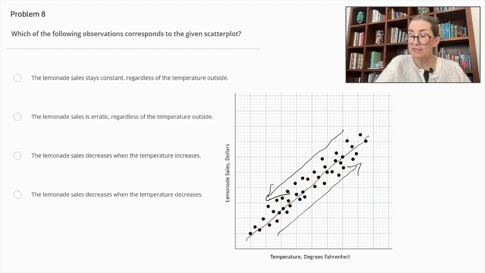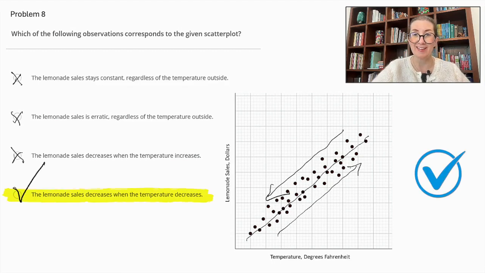So the lemonade sales stay constant regardless of the temperature outside. That is not supported. The lemonade sales are erratic. That is not supported. There's a very distinct pattern. The lemonade sales decrease when the temperature increases. That would be the opposite. So that is incorrect. The lemonade sales decrease when the temperature decreases. This is correct.